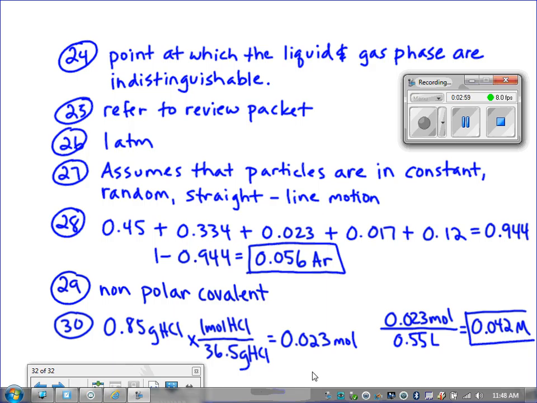Number 30 is a molarity problem. So they give you grams, which need to be converted to moles first, and then once you have moles, you divide it by the volume, which gives you molarity, because molarity is in moles per liter.